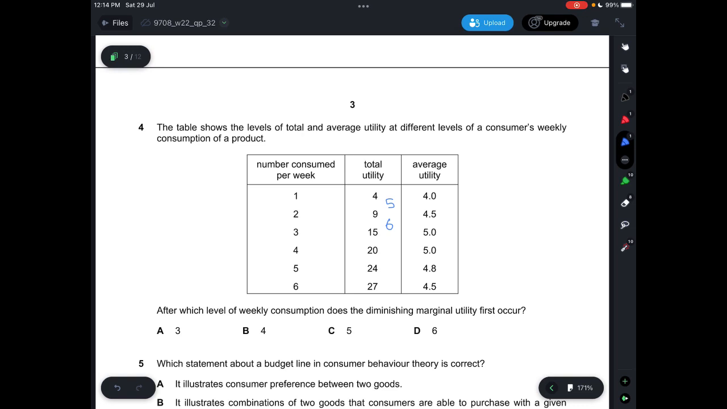And then the fourth week is 20. If you take 20 minus 15, you get 5. Therefore, there's a decrease in the marginal utility. So after which level of weekly consumption does the diminishing marginal utility occur? Which will be after the third week. So the answer for number 4 is A. Because after the third week, you can see that the marginal utility is only 5 instead of 6. Therefore, there's a decrease in the marginal utility.